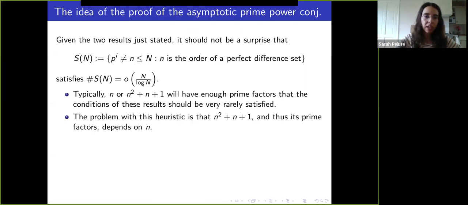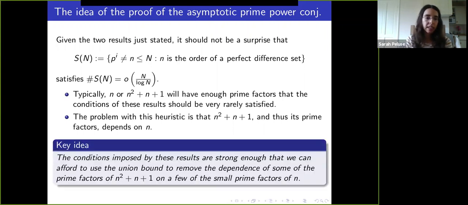But the problem with this heuristic is that obviously n and n squared plus n plus 1 are not just independent random numbers of size big N and big N squared, because n squared plus n plus 1 obviously depends on n, and so do its prime factors.